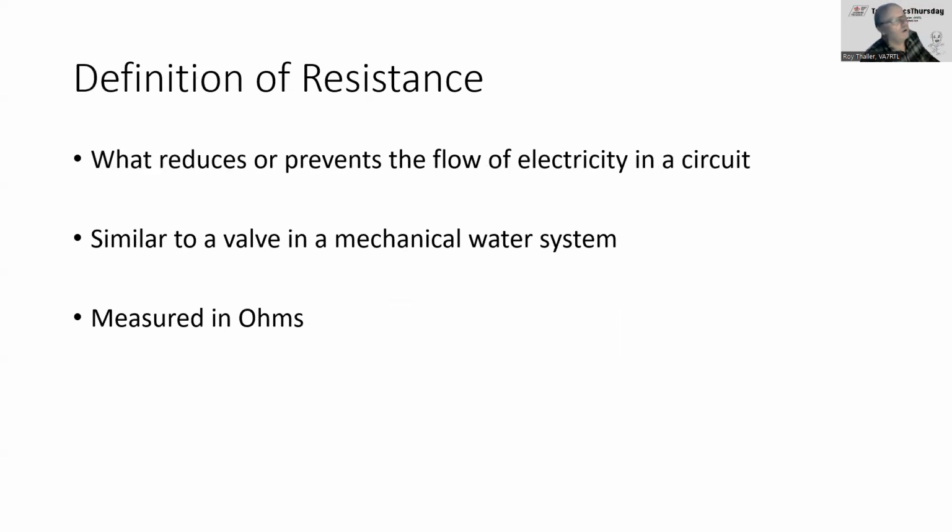So when we look at resistance, it's basically what prevents the flow of electricity in a circuit. And it's similar to a valve in a mechanical system. So, as you close down the valve, the flow slows down and the pressure can increase. And the same thing happens with a resistor in a circuit. And this is measured in ohms.